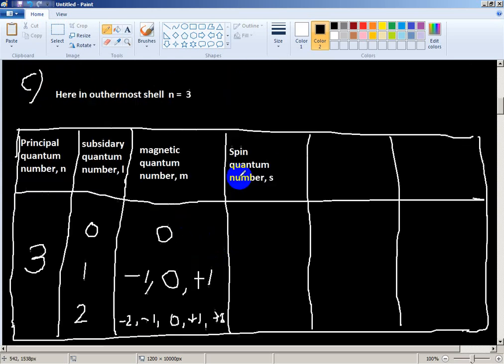Okay, so we know the L equal to 0, the s orbital, contains how many electrons? 2 electrons, plus half and minus half. Each orbital contains 2 electrons. For the p subshell, there are 3 orbitals. How many electrons can it contain? 6 electrons.